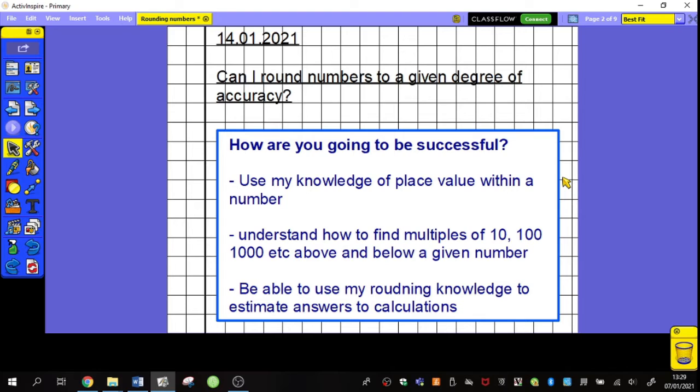Okay guys, today we're going to be rounding numbers to a given degree of accuracy. So I'm going to be giving you a number and telling you what degree of accuracy I want it rounded to. So it'll be to the nearest 10, 100 or 1000 generally. You're going to be successful today by using your knowledge of place value within a number. You're going to understand how to find multiples of 10, 100 and 1000 both above and below a given number on a number line. And some of you will be able to use that knowledge in order to estimate answers to calculations.